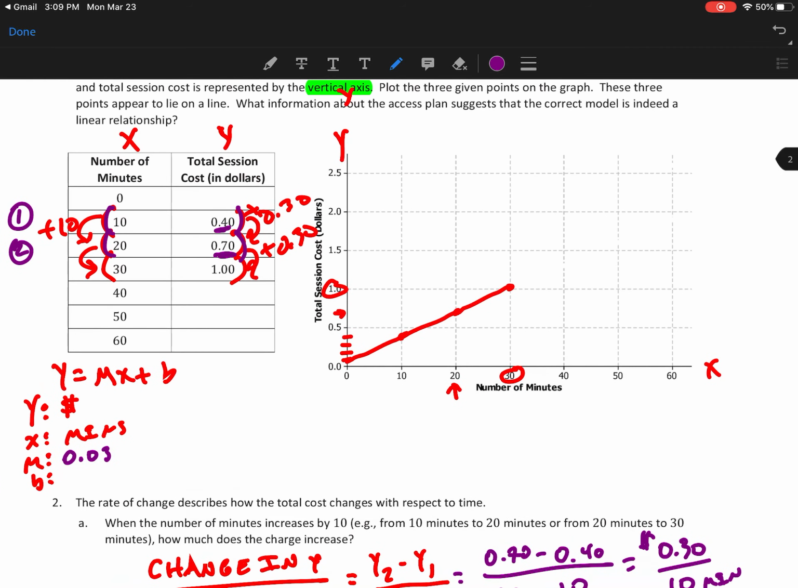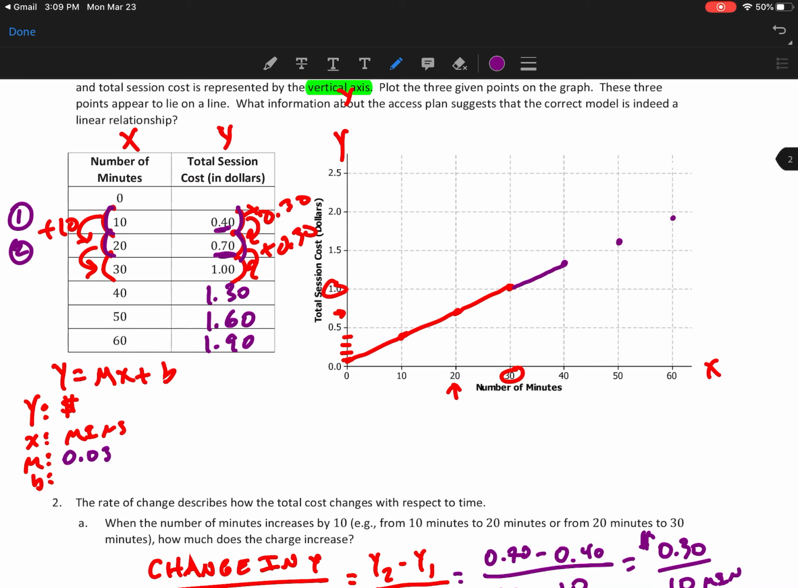Okay, so let's go back to the table. Well, let's continue our pattern. $1 plus 30 cents is $1.30. $1.30 plus 30 cents is $1.60. $1.60 plus 30 cents is $1.90. Okay, and so we go to our graph, and at 40, nice little cheater mark right there, 40 is $1.30. 50 is $1.60, and 60 is $1.90.